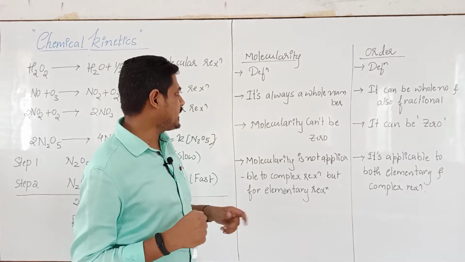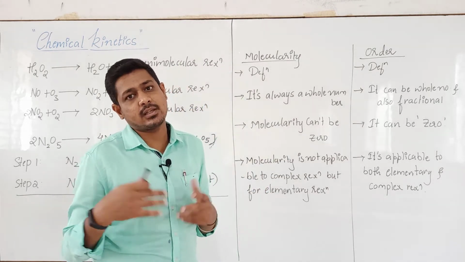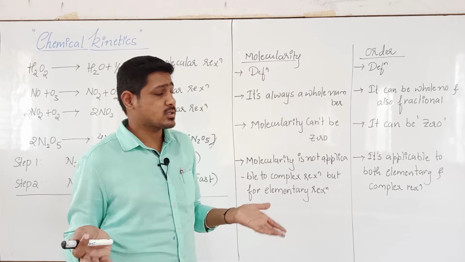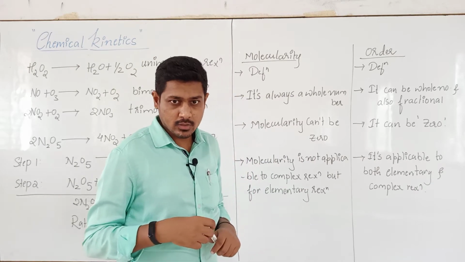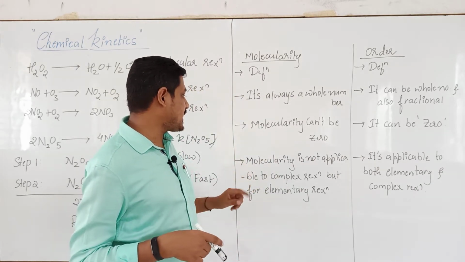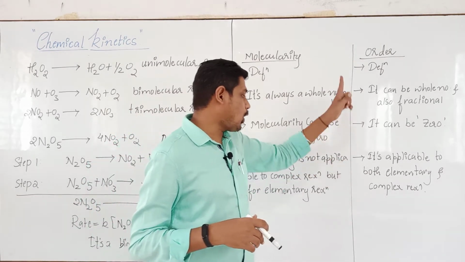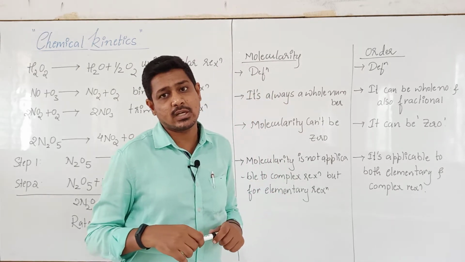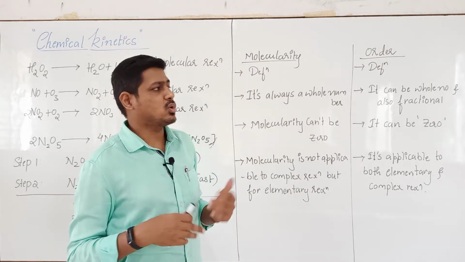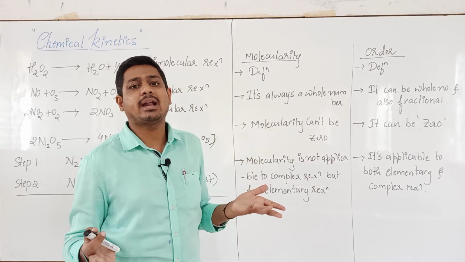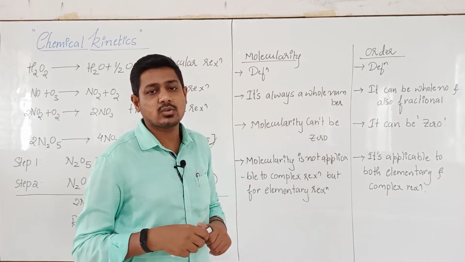Then molecularity cannot be 0, isn't it? In a reaction, if no reactants are there, a reaction cannot occur, isn't it? Therefore molecularity cannot be 0, but the order of the reaction can be 0. Then molecularity is not applicable to complex reactions, but for elementary reactions only, whereas the order of a reaction is applicable to both elementary as well as complex reactions. So these are the 4 differences I have listed here. You can remember whichever are easy for you, but at least I know that you will be remembering the definitions. So first write that, then anything from these you can write.